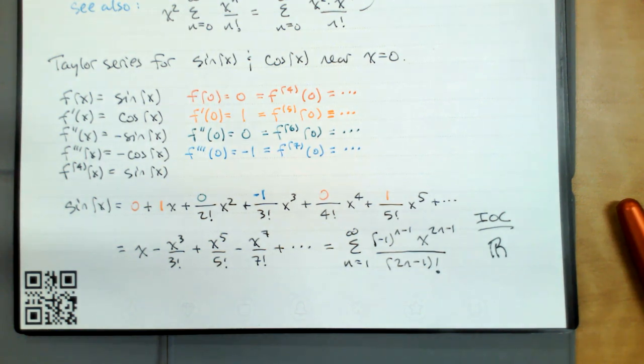Still going to be alternating, but cosine is going to be the even one. Sine is the odd one. That works perfect because sine is an odd function and cosine is an even function. And that's how you're going to remember which one is which.